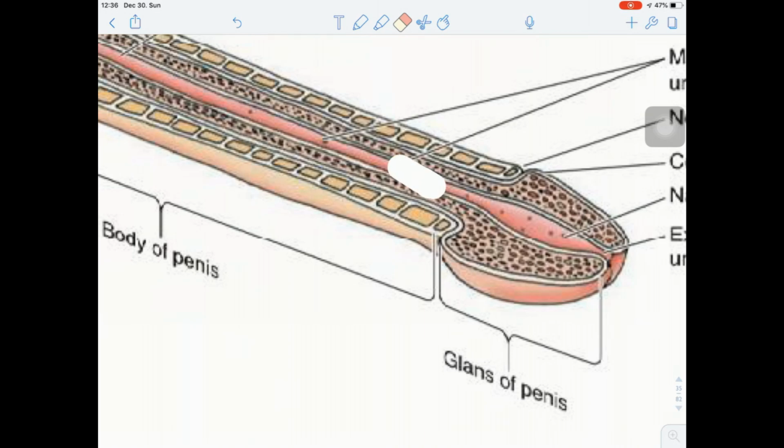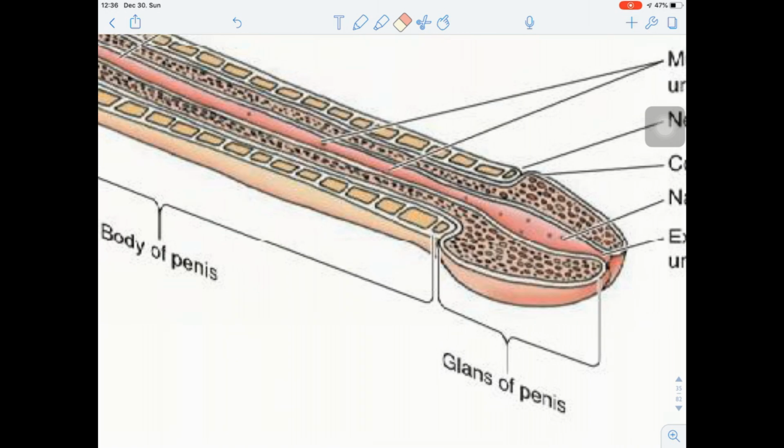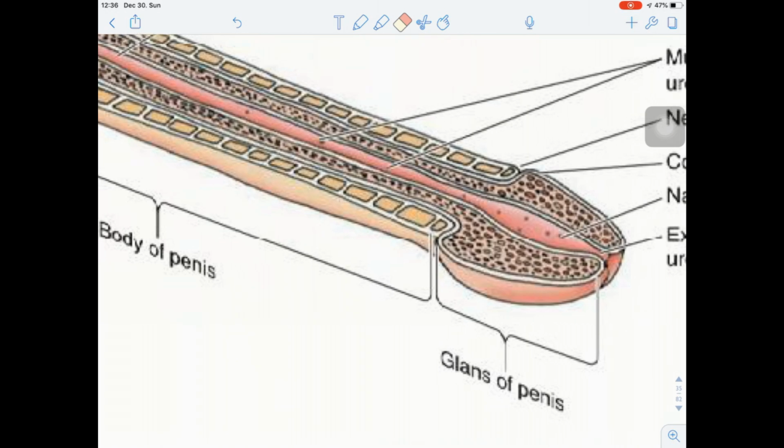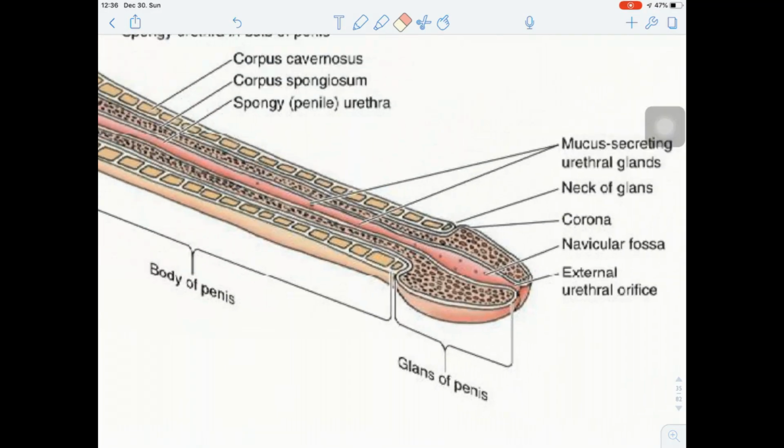It makes sense because this contains the urethra, and the urethra has to exit. It has to have an opening out of it. All right? It's kind of frozen again.